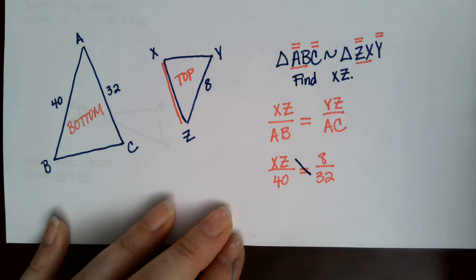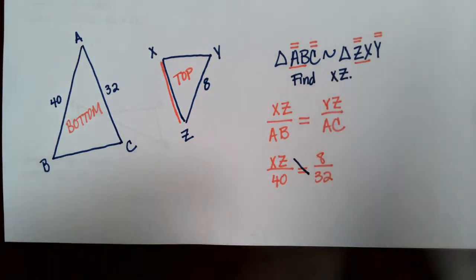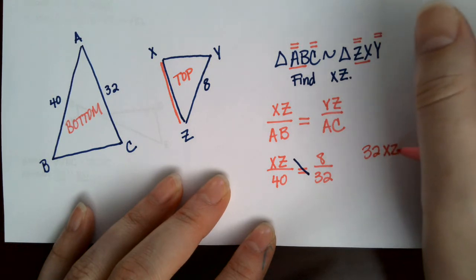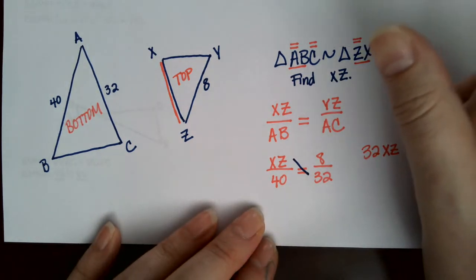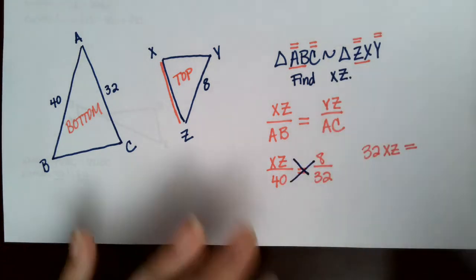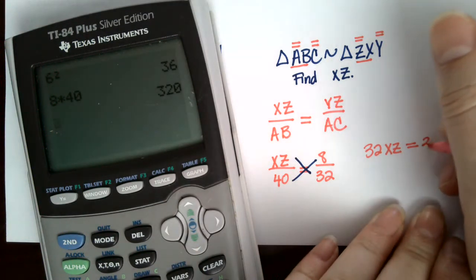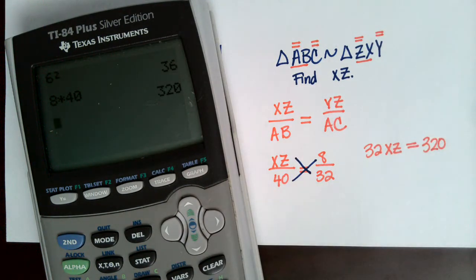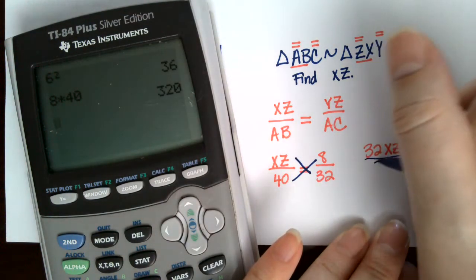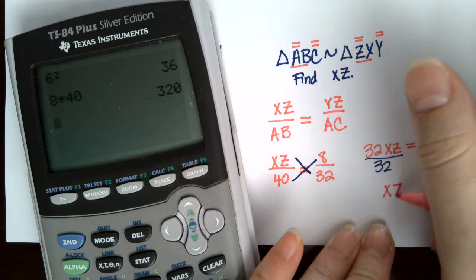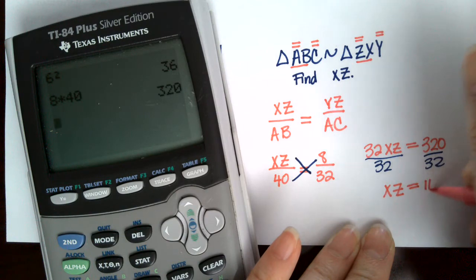Remember when we cross multiply here, we're just going to get 32xz, which is just a side, equals, multiply here, 8 times 40 gives me 320. And then to solve, I can just divide both sides by 32. And I get that my side xz equals 10.